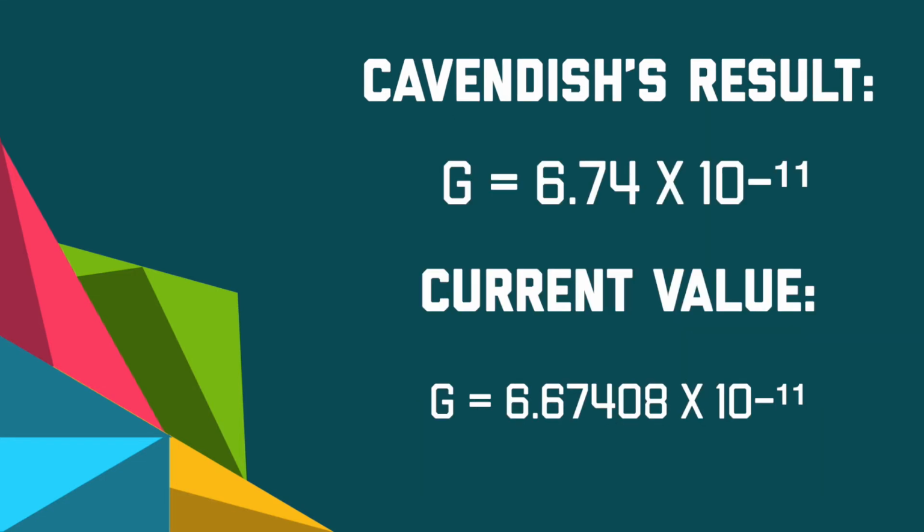The result he got is within 1% of the standardly accepted value today. He got G equals 6.74 times 10 to the negative 11th. Today, we use 6.67408 times 10 to the negative 11th for G. This new value is because of increased precision and repetition of experiments.